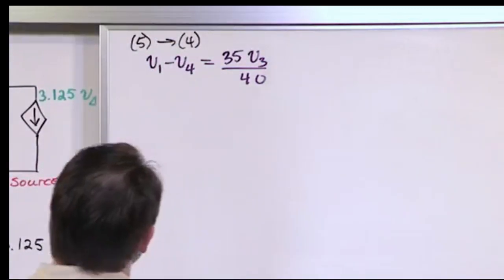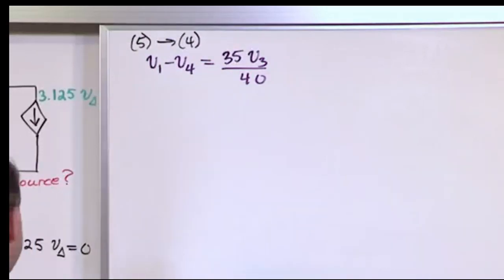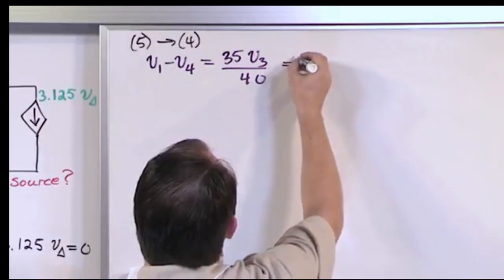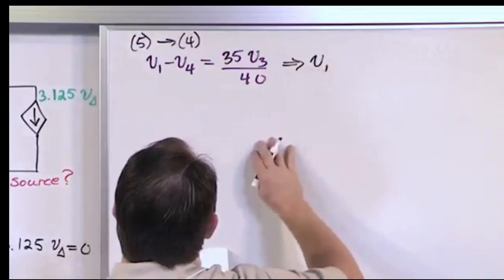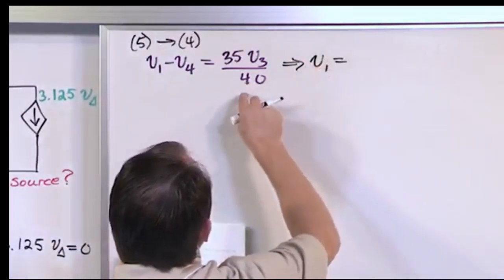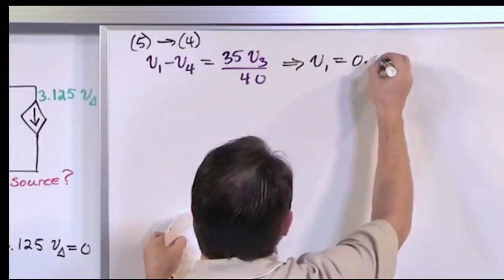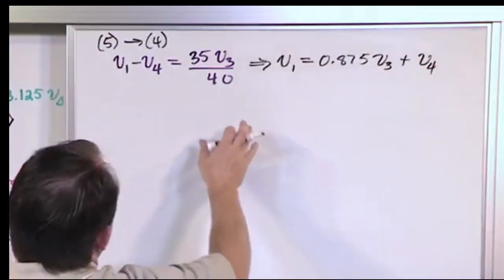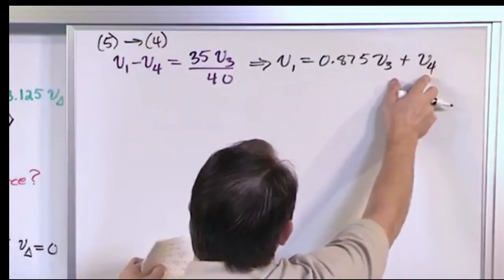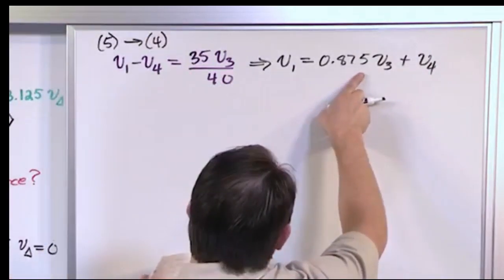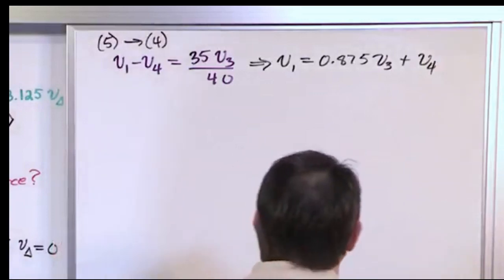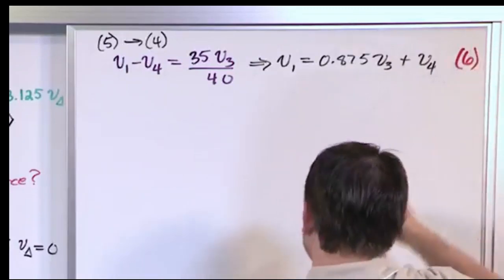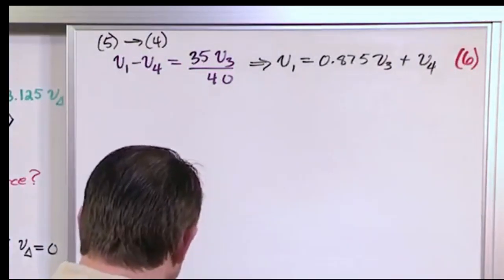So when I'm doing this guy right here, let me write it right here. I'm going to say V1 is going to equal this guy, 35 divided by 40 is 0.875 times V3 plus V4. All I did was take the V4 and move it over to the other side, that's why it's over here, and then this 35 over 40 got changed into a decimal. I'm going to call this equation 6, even though it's not really an independent equation, it's a simplification, just so I can reference it later.